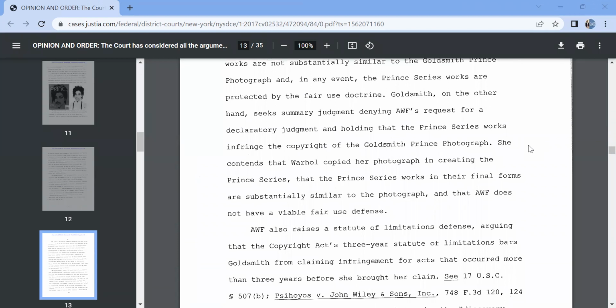Goldsmith, on the other hand, seeks summary judgment denying AF's request for declaratory judgment, holding that the Fringe series works infringe the copyright of the Goldsmith Fringe photograph. She contends that Warhol copied a photograph in creating the print series, that the print series works in their final form are substantially similar to the photograph, and that AF does not have a viable fair use defense.